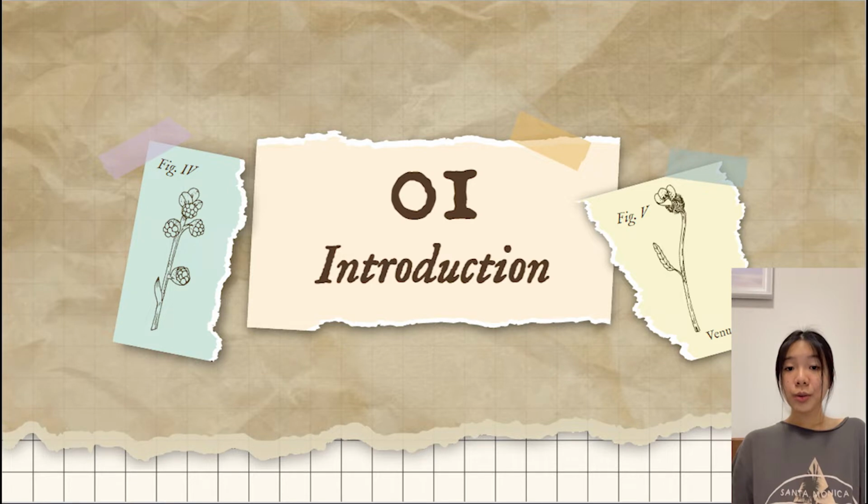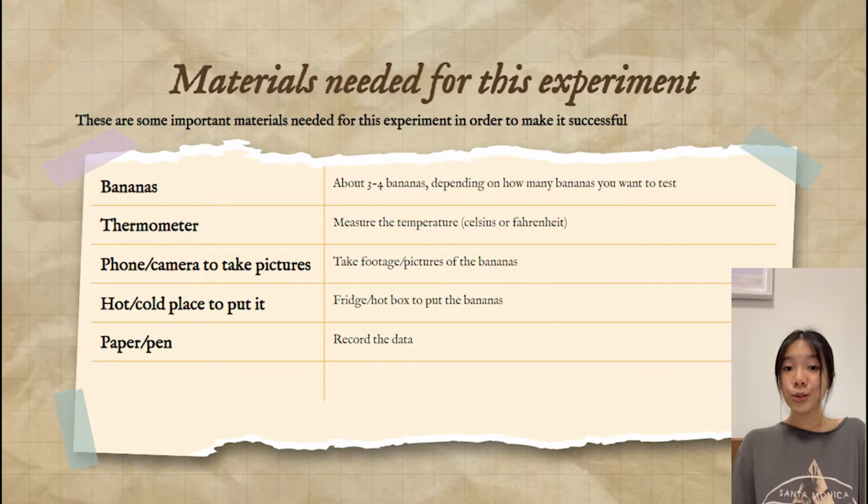So these are the materials needed for this experiment in order to work. The first one is bananas. Of course, this is the most important material needed. The second thing is the thermometer to measure the temperature. You also need a phone or a camera to take pictures, a hot or a cold place to put the bananas in, and paper and pen to record the data.